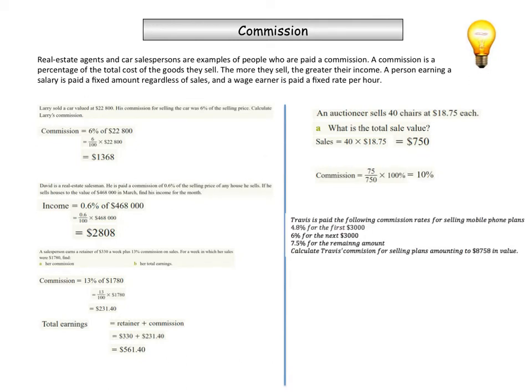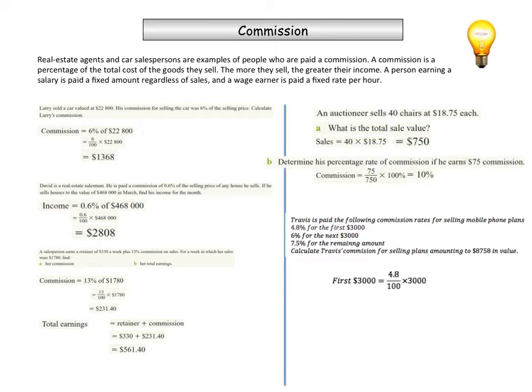Okay, that brings us to our last example. This is probably the hardest style of question. Travis is paid the following commission rates for selling mobile phone plans: 4.8% for the first $3,000, 6% for the next $3,000, 7.5% for the remaining amount. So calculate Travis's commission for selling plans amounting to $8,758 in value.